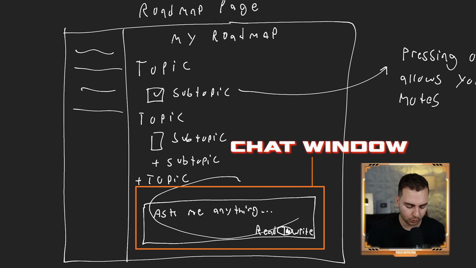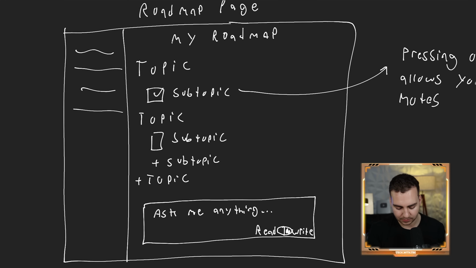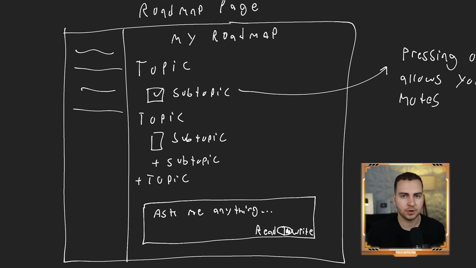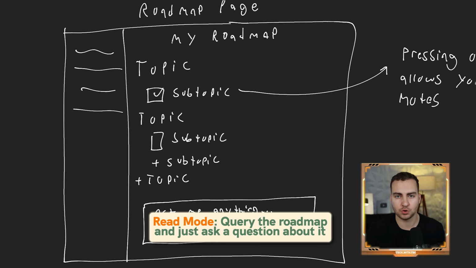Then I have a little chat window down here. And my idea is that you'll have some kind of toggle for read and write mode. So if you put it in write mode, the AI can actually modify the roadmap and remove something or add something for you. And if you do it in read mode, then you can just query the roadmap and ask it questions about it.